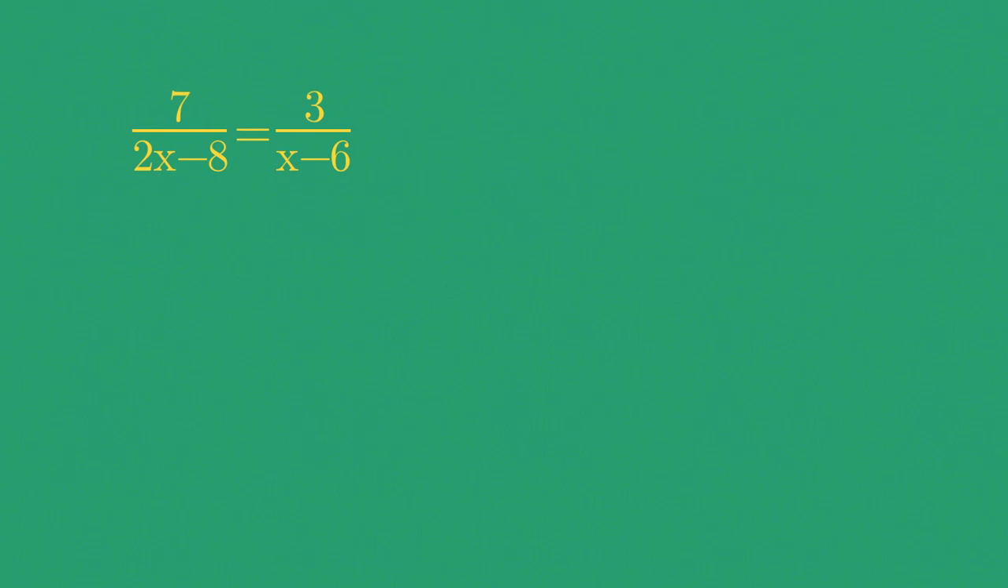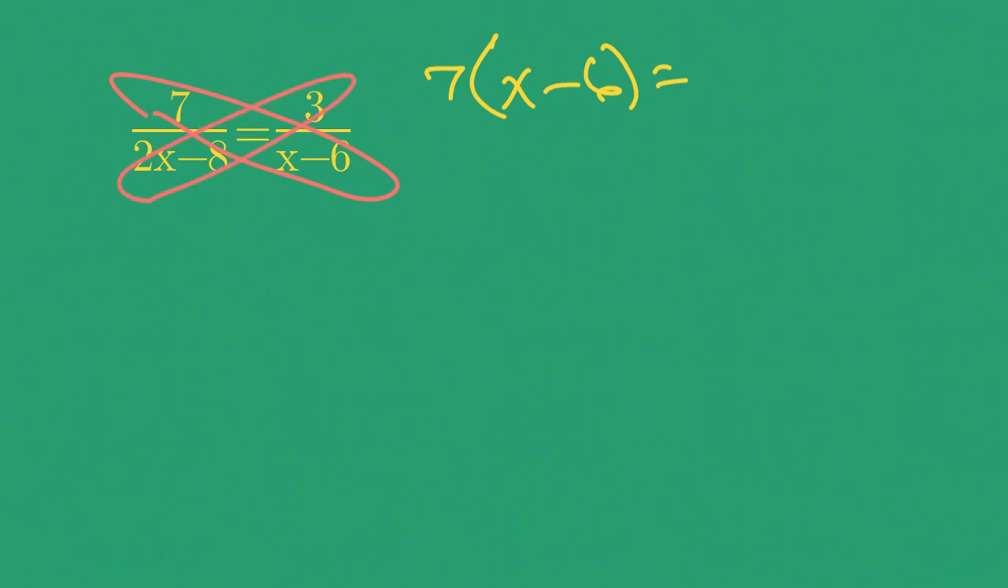And again, it doesn't matter which way we start first. This time I'm going to go top left to bottom right. So I'm going to go 7 times x minus 6 equals. Please make sure you put that equal sign after that first product. Product meaning multiplication, right? Product is the answer to a multiplication problem. So 7 times x minus 6. And then we'll come back the other way: 3 times 2x minus 8.